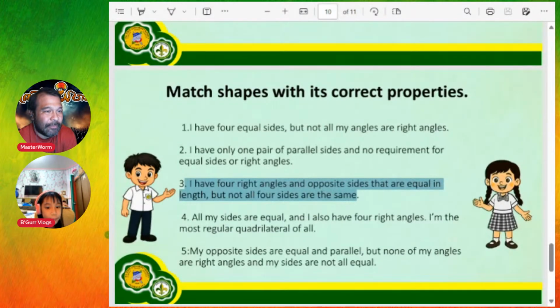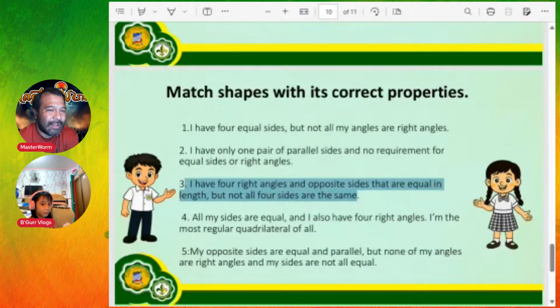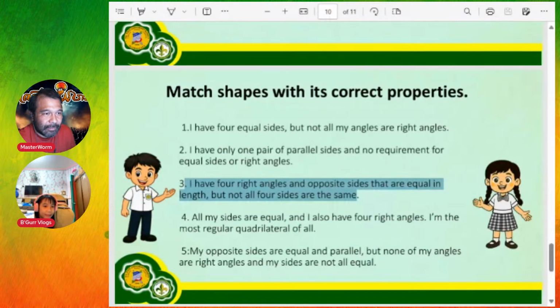I have four right angles, the opposite sides are equal in length, but not all four sides are the same. Of course, it's a rectangle. Let's check if it's a rectangle. Of course, it was a rectangle.